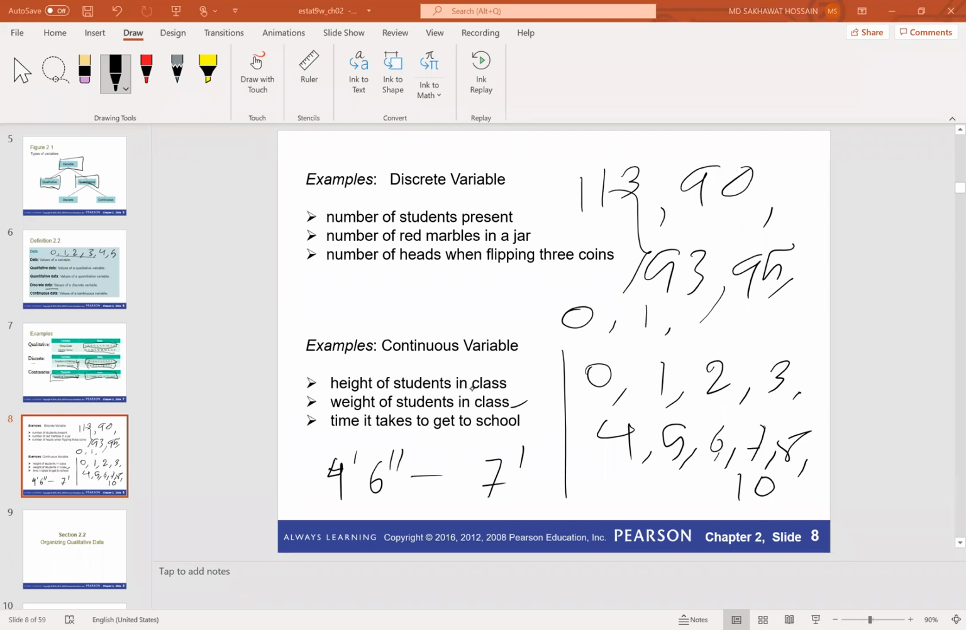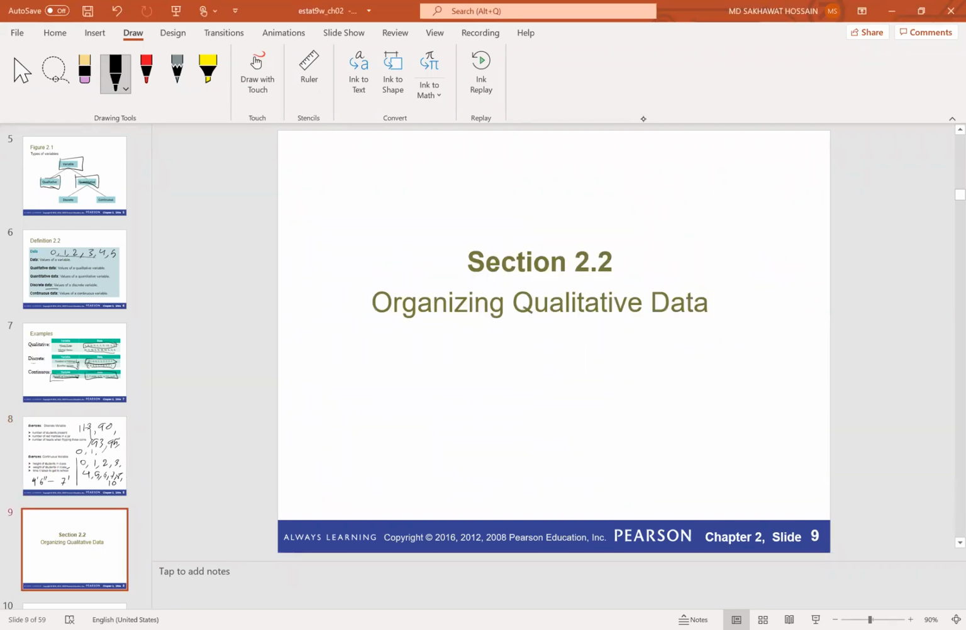Do you have any other question? Okay, thank you. So then next, this section is about different types of variables and examples of different types of variables. The next section is section 2.2, which is organizing qualitative data. And then we'll discuss organizing quantitative data.